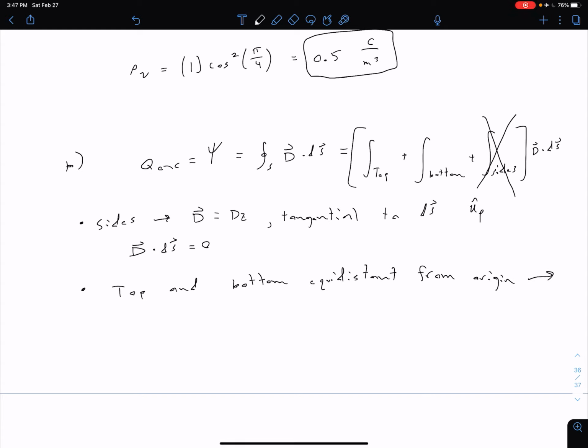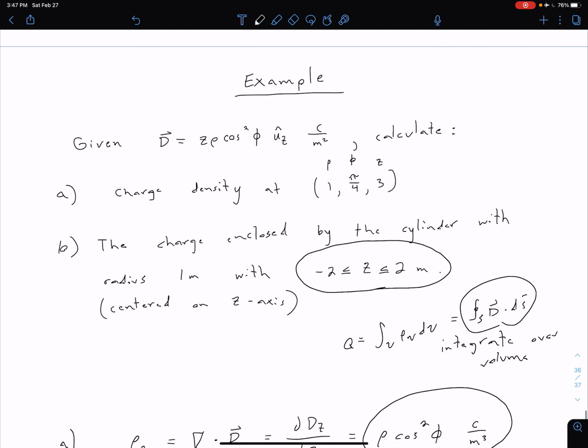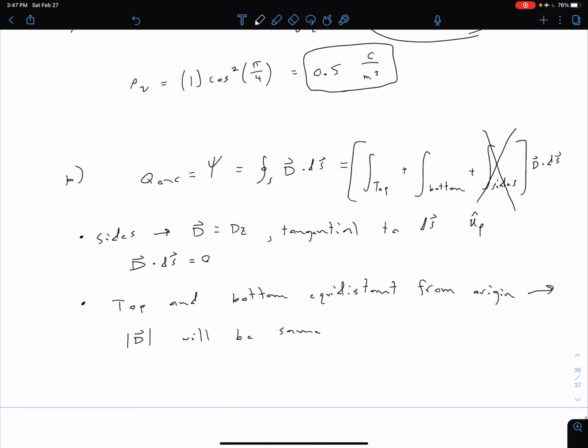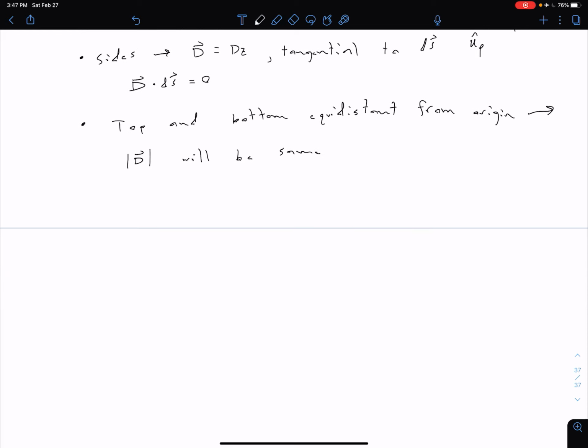Basically what I was trying to say, and I think failing to do so, is that the magnitude of our D is going to be the same. So at both of those, we're going to have the magnitude of z the same based on this equation, which has the dependence on z as shown here.